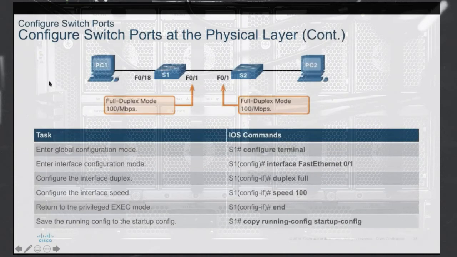For example, in this one, it's configuring switch ports at the physical layer. So it has two Fast Ethernet ports. There are two switches and two end devices. S1 is associated with PC1, S2 is associated with PC2. They both are in full duplex mode, or we need to configure them so that they are in full duplex mode and work at 100 Mbps. The commands that we could use are listed as follows.